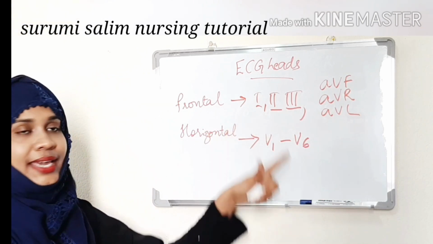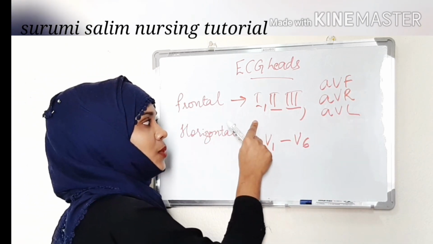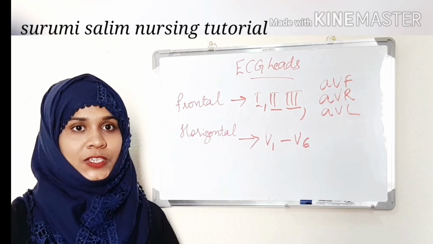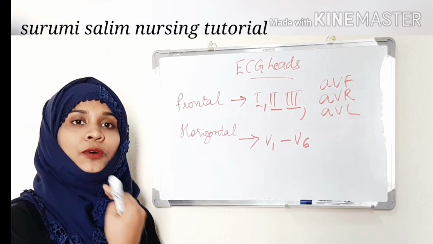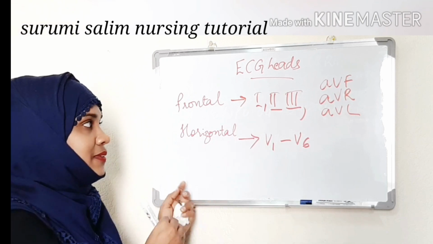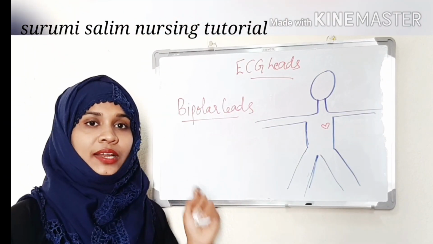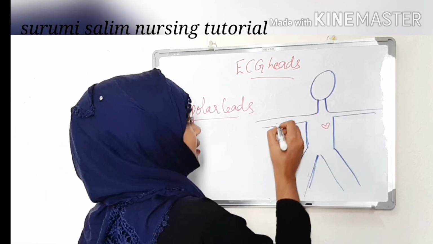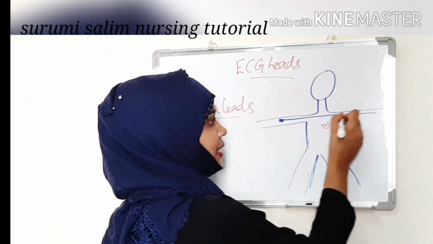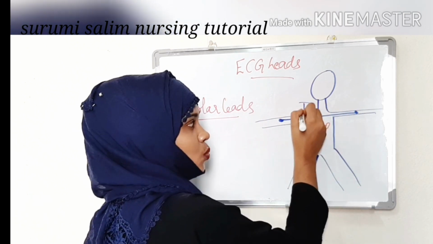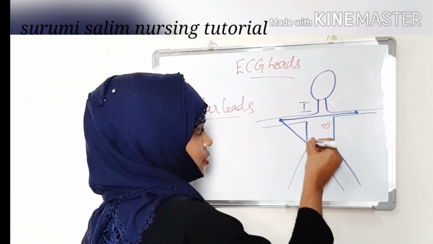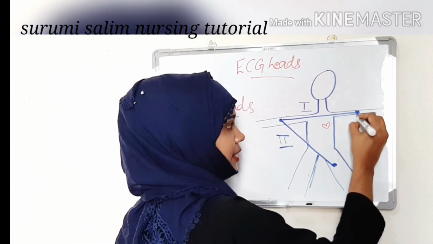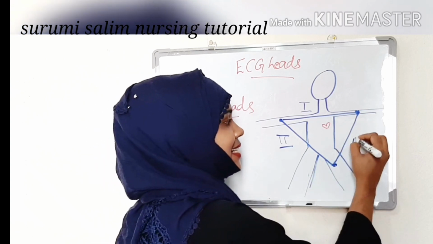Now we will see each lead individually. First of all, we will see lead 1, 2 and 3. They are otherwise called bipolar leads, because they use two poles, the positive pole and the negative pole. These are placed on the human body like this. From the right arm to the left arm is lead 1. From the right arm to the left leg is lead 2. And from the left arm to the left leg is lead 3.